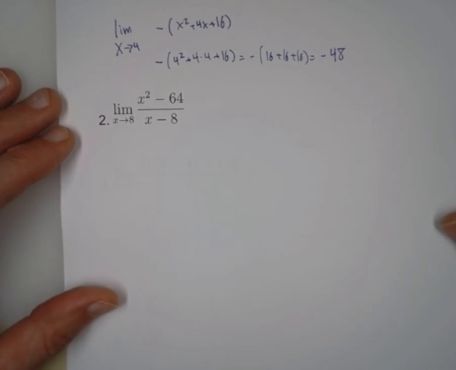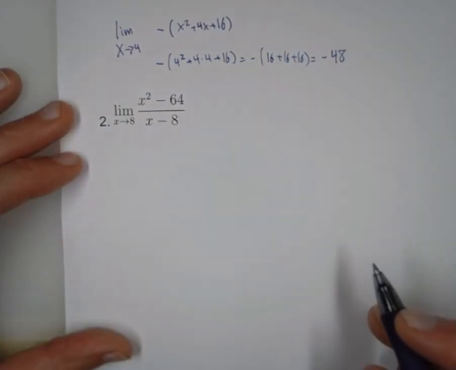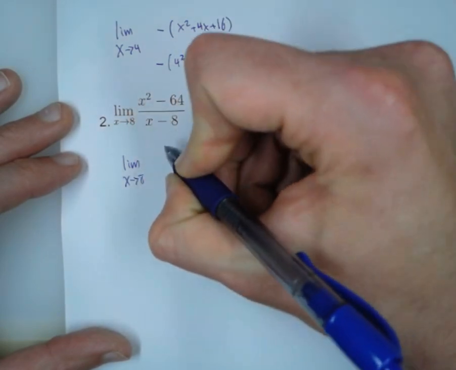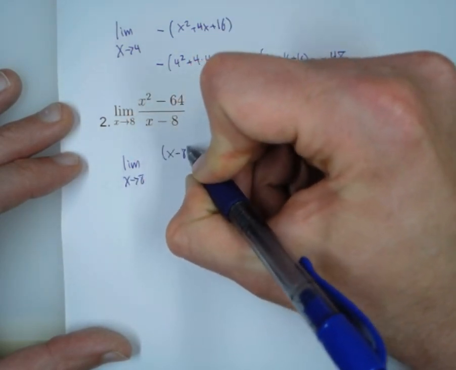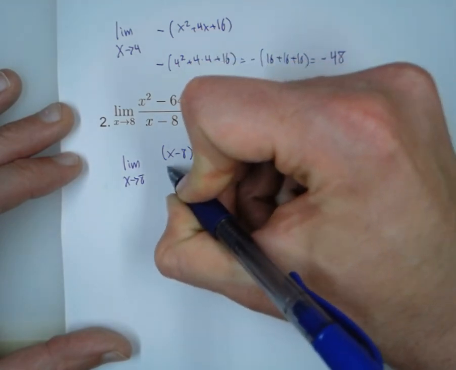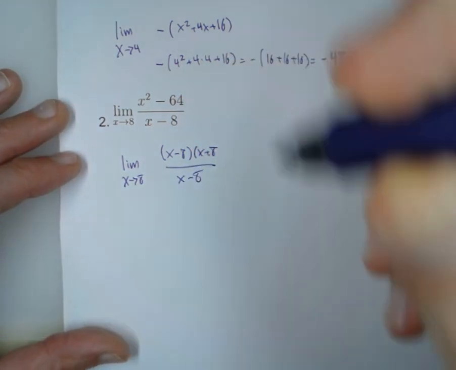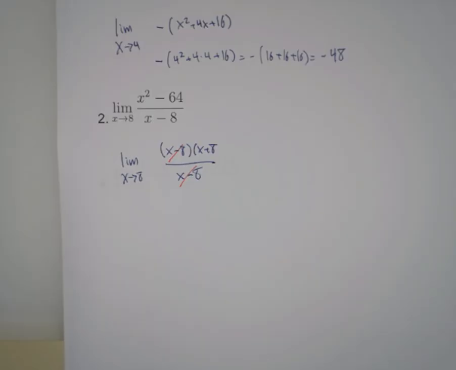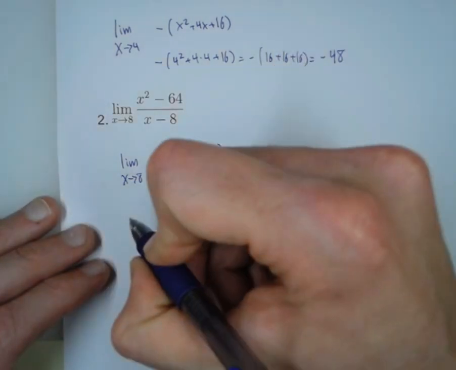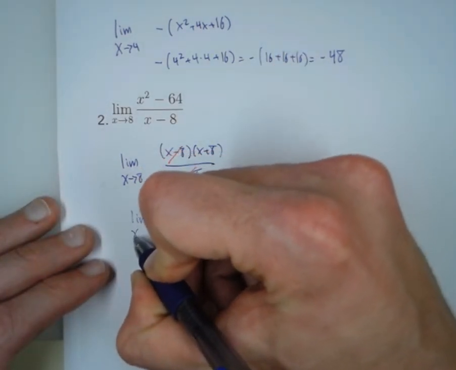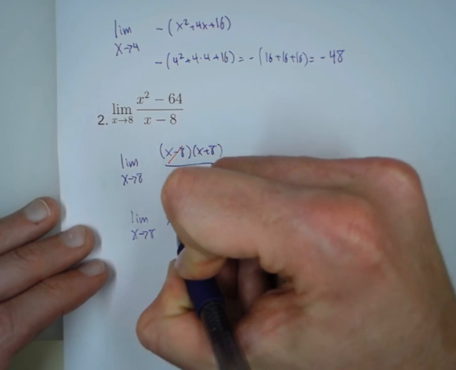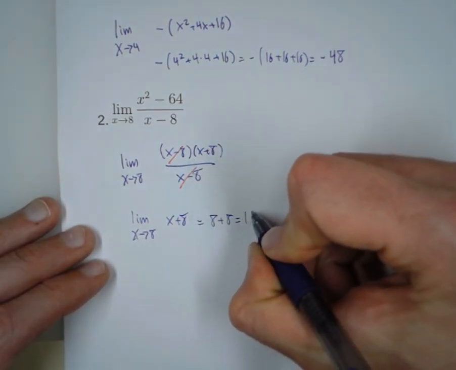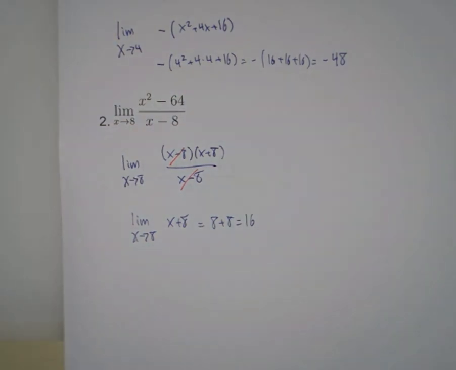Here we have a difference of squares, x squared minus 64. So with this one, I'm going to factor the top into x minus 8 and x plus 8. So now we have the same identical factor on the top and on the bottom. So that will just cancel out, leaving us just x plus 8. So when I make the substitution, we have 8 plus 8, and that gives us 16 for that limit.